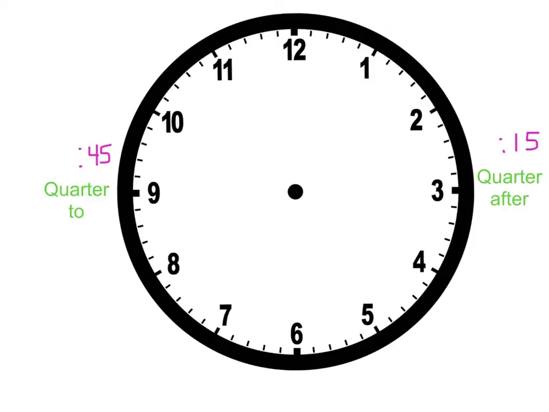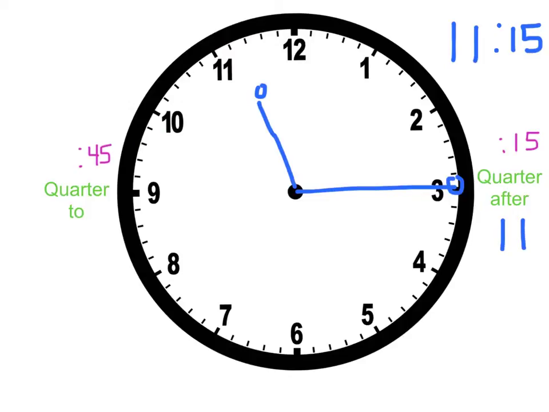Try again. Didn't use 2 different colors that time. What time is this on the clock? Try to say it in 2 ways. The time is 11:15. We are 15 minutes past 11 o'clock. How else could you say it? It's also quarter after 11.